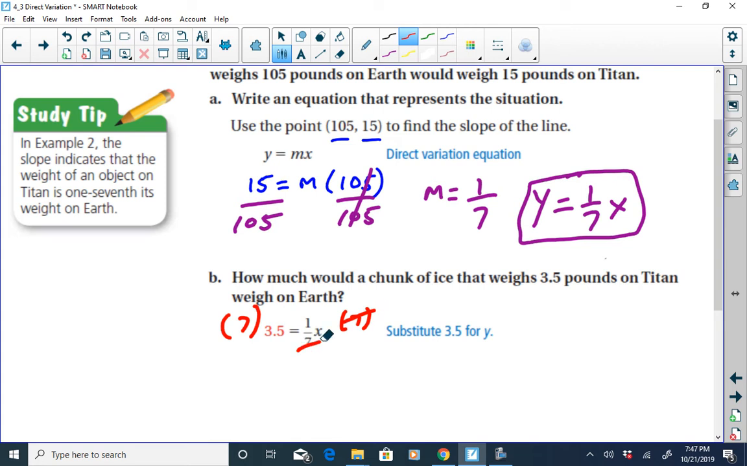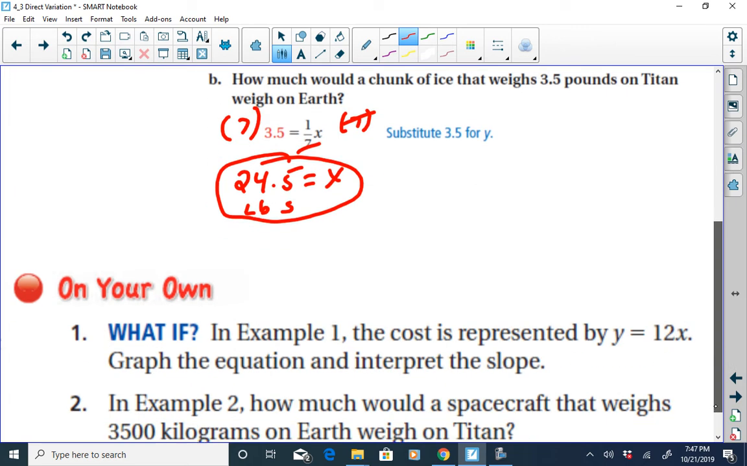On the right side of the equation, 7 in the numerator is going to cancel 7 in the denominator, so on the left side of the equation, 7 times 3.5, that's going to be 24.5, and that's going to be equal to x, which means what would the weight of that ice be on Earth? Well, that would be 24.5, and these are pounds, so x would be equal to 24.5 pounds.